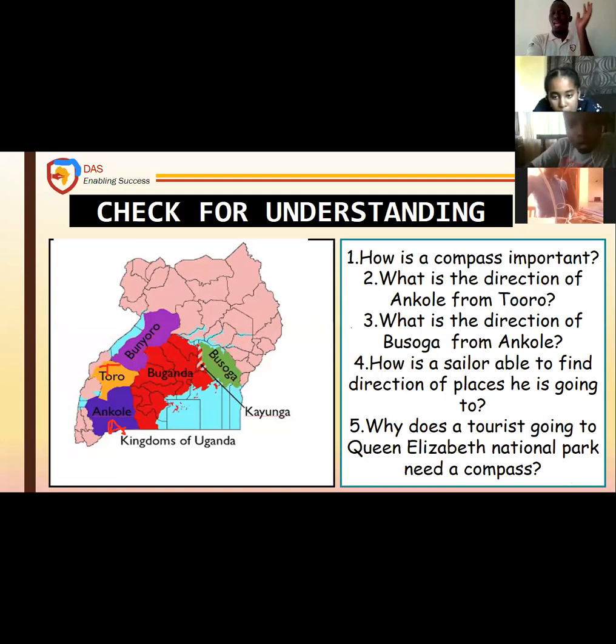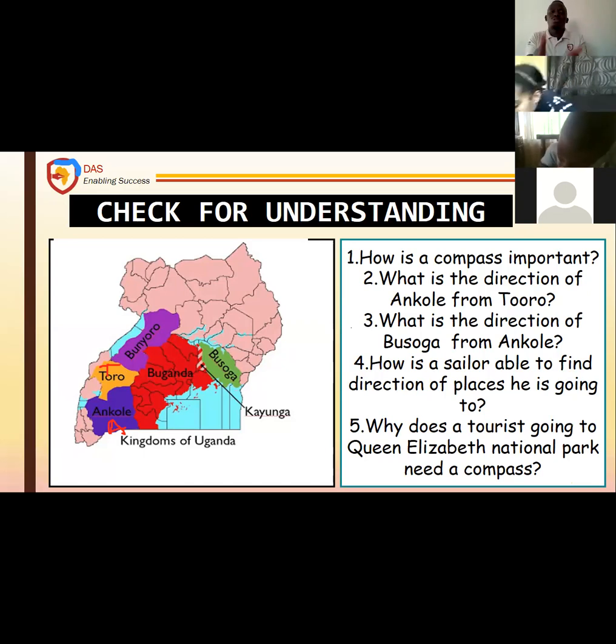It means when you are in Ankole, the last one to be mentioned is where you start from. Not so. What's the direction of Busoga from Ankole? It means we are in Ankole. Then where is Busoga? So from Ankole, let me use this pen again. From Ankole, we go to where? To Busoga. What's the direction of Busoga from Ankole?